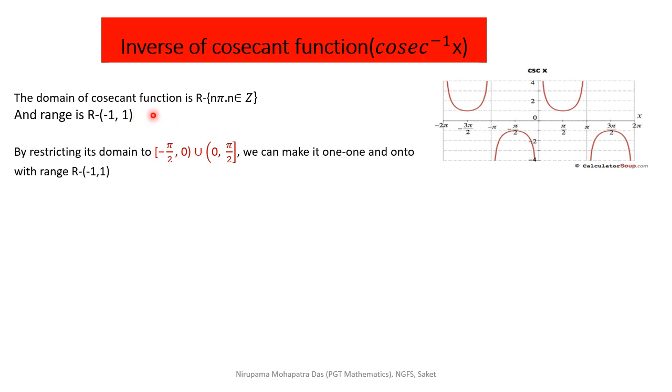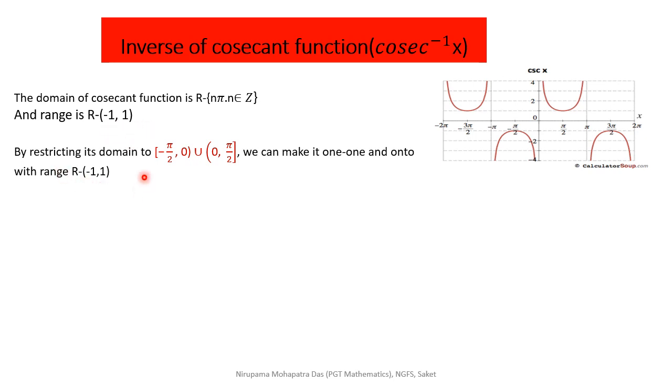Okay, because you know cosec pi by 2 is 1, cosec 3 pi by 2 is minus 1. So 1 and minus 1, these values can be taken by cosec x. So what it will not take is the open interval minus 1, 1. You can see between minus 1 and 1 there is no portion of cosec x. So that's why the range is R minus this.